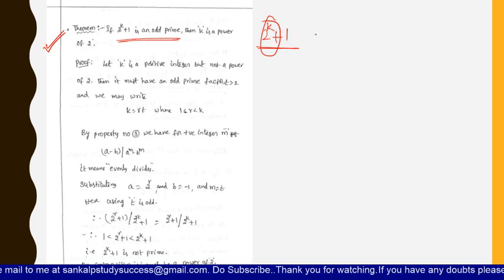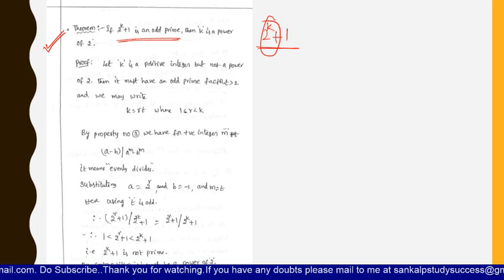2 power k plus 1. Here this theorem says that if 2 power k plus 1 is an odd prime, then k is a power of 2. We need to prove it that k is a power of 2. How shall we prove it? Now let us see. Let k be a positive integer, but not a power of 2.